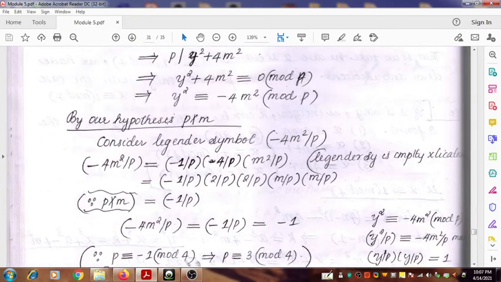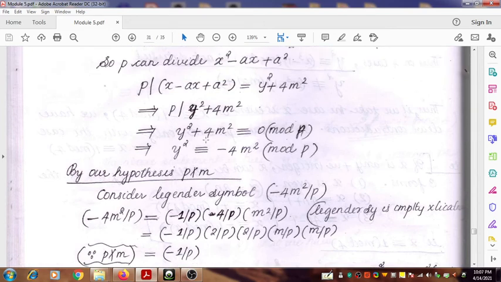Coming back, since P can divide this quantity, therefore y square plus 4m square is congruent to 0 mod P, because P can divide this quantity. That is, y square is congruent to minus 4m square mod P. This is obtained by transferring 4m square to the right side.